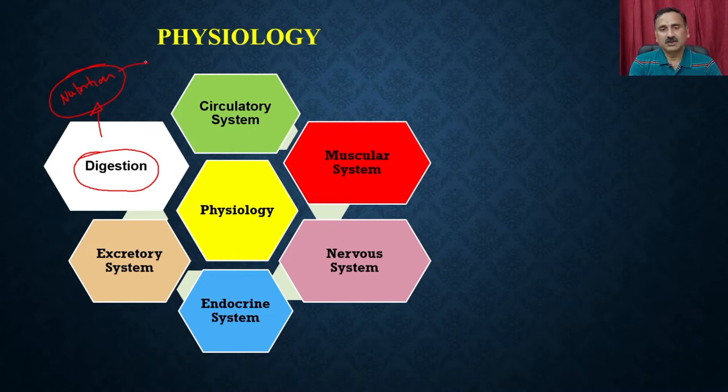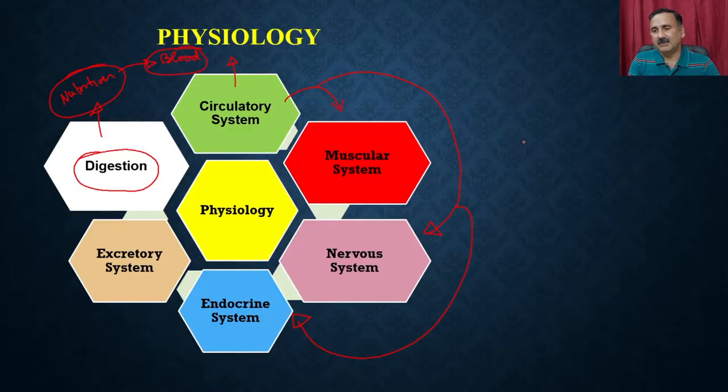Now, this nutrition enters the blood, and through the blood it is distributed throughout the body, and that is the function of the circulatory system. And what is the purpose of this distribution of nutrition? It is used by the muscular system for locomotion, and by the nervous system to maintain coordination between the different organs or organ systems. And if you recall, in the previous lecture we also discussed the role of the endocrine system and how it plays a crucial role in the maintenance of homeostasis.